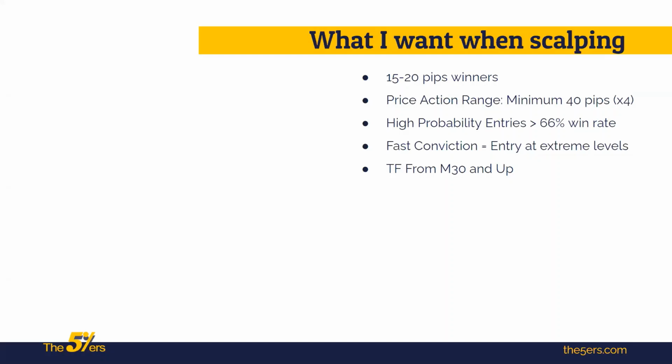So I would go for the extremes just because of that, because I want fast conviction, and we have enough of them every single day. Okay, so that defines for me that I would analyze M30 and up, specifically H1, which I love, and daily.